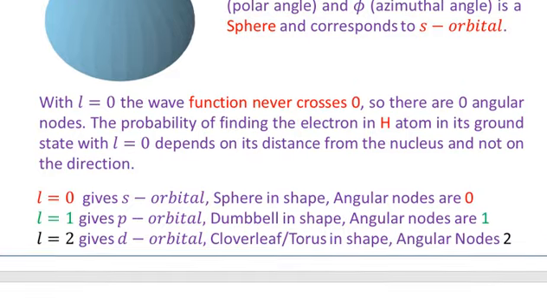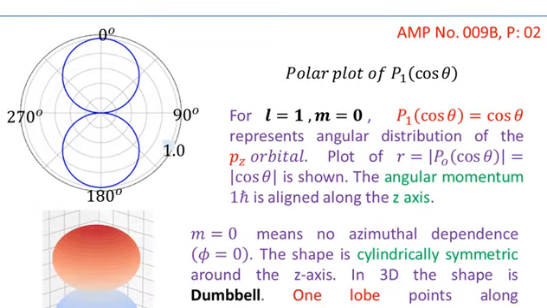So now let's move to the next case, in which we have L is equal to 1 and M is equal to 0. You know that when we discuss the case L is equal to 1, then the possible values of M will be 0 and plus minus 1. So 3 values of M will be possible when we are talking about L is equal to 1.